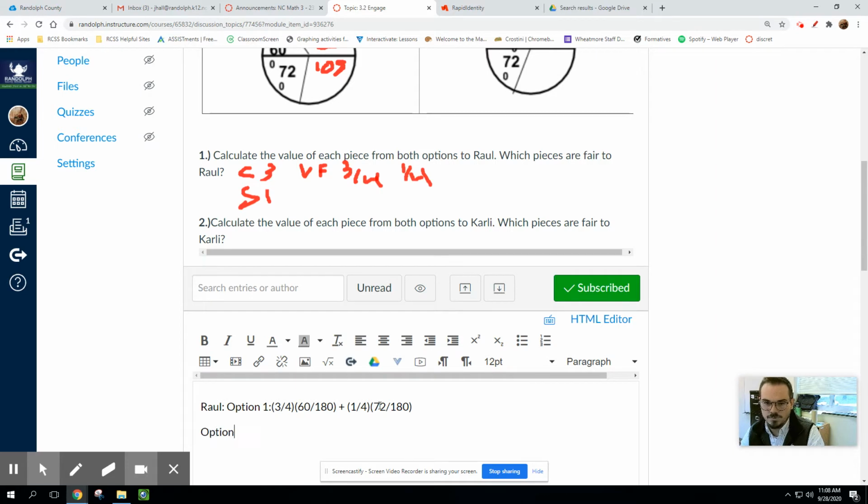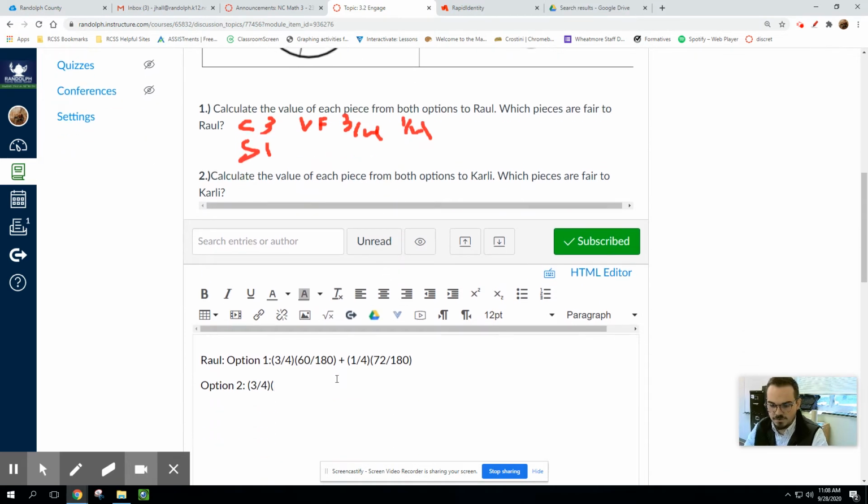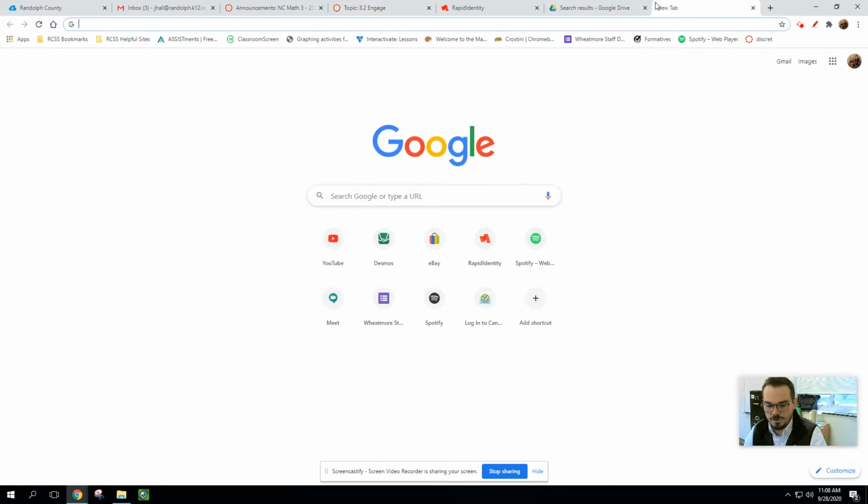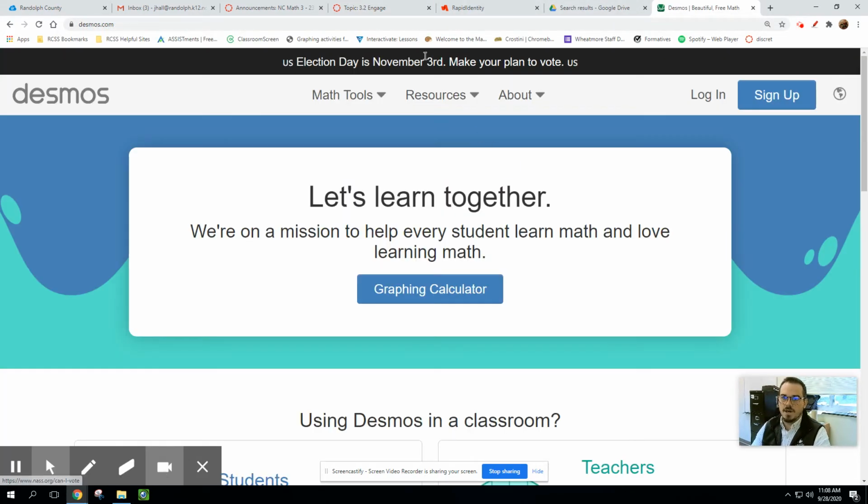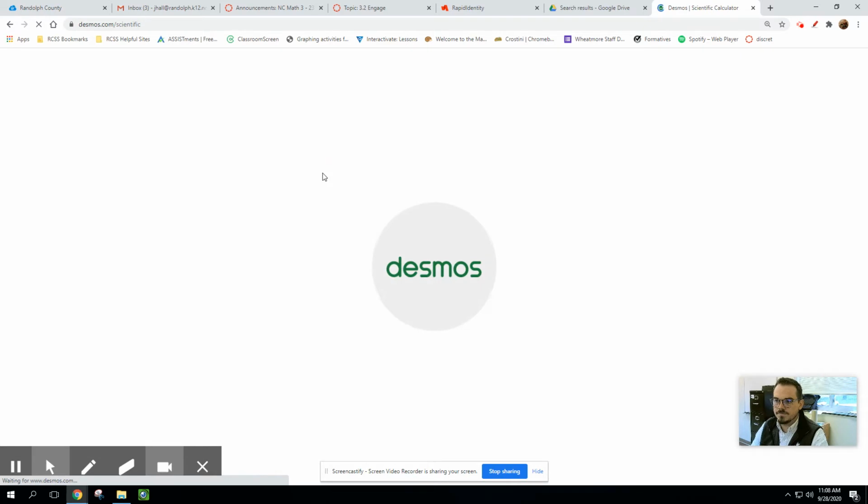For Raul's option 2, again, 3/4 times, what was that one? 96 out of 180, plus the 1/4 times, what do we get there? 72 out of 180. And then we're going to get our equals, and we're going to find out what those are equal to, right? And so let me run over here to Desmos to find that out very quickly.